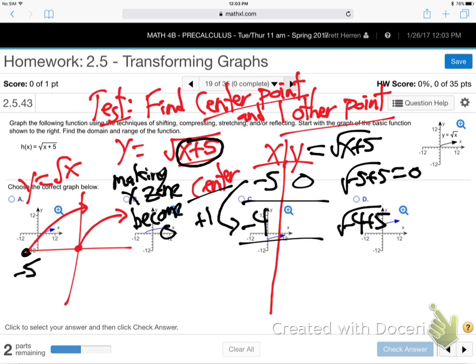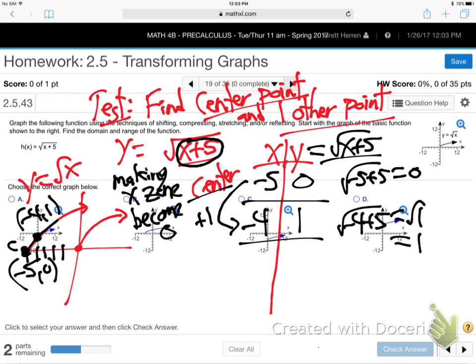Negative 4 plus 5. Right? I'm just plugging into y equals root x plus 5. What's that? Root of 1? 1. Negative 4, up 1, right there. Negative 4 up 1, negative 5 up 0. There it is. We already knew it anyway. There's the graph. But even if you didn't know, you would go negative 5 up 0 is the center point. Here's the other point. Oh, it must be going up to the right. Right? Good on that? That makes sense how we do the graphs? That's what I'll ask you for on the exam we take next Thursday.